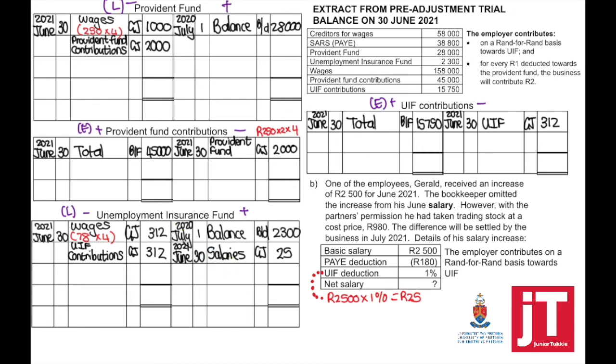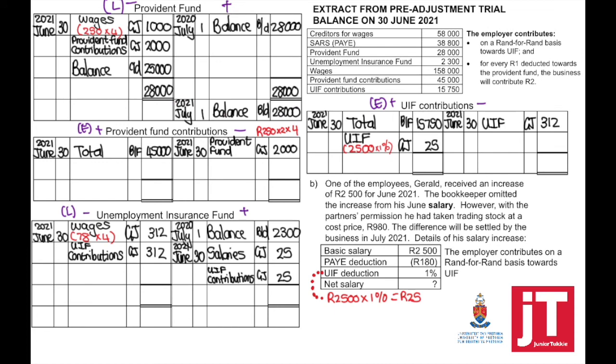This is a deduction. The business contributes on a rand for rand basis towards the UIF, which means that UIF contributions will now be debited with 25, account credited, unemployment insurance fund. The Provident Fund, it's in the balance sheet account section, it's a liability. We can now calculate the new balance, take the credit side, minus the debit side, that equals my new balance, balance carried down, means balance brought down, which is 25,000.